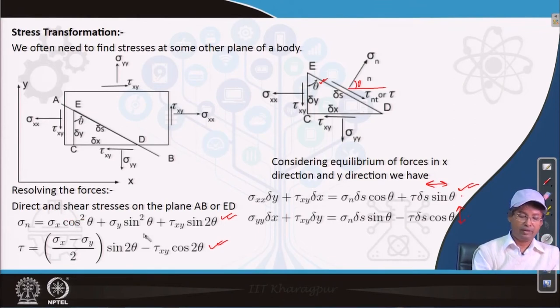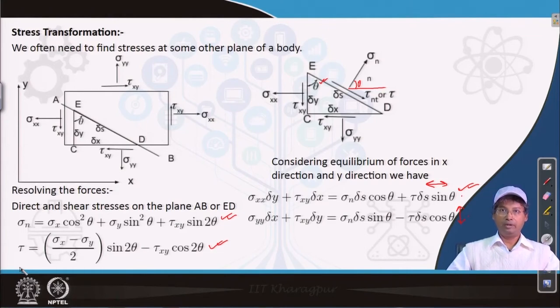In a similar way we can find that sigma n equals sigma x cos square theta plus sigma y sin square theta plus tau xy sin 2 theta. And the way I have said, if you follow the same way, some simple subtraction of the two equations will lead to the expression of tau, or shear, on a plane which is at theta angle with the vertical.